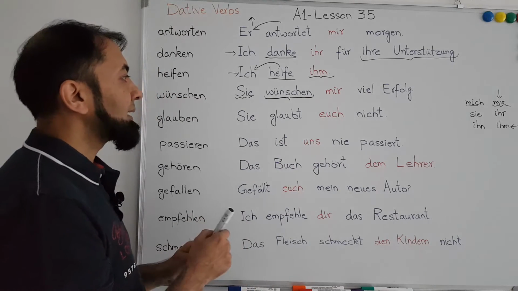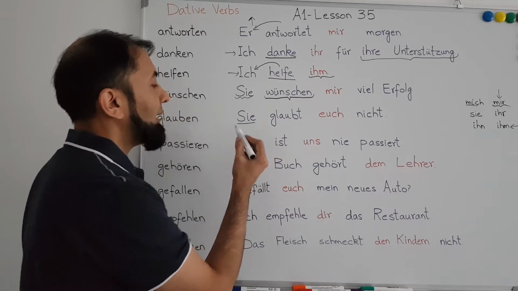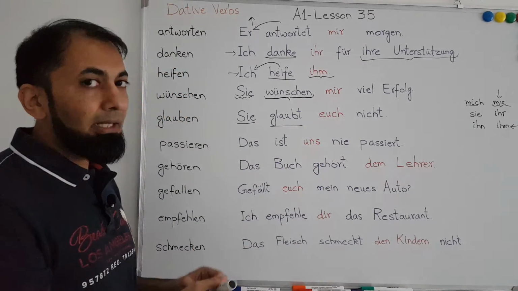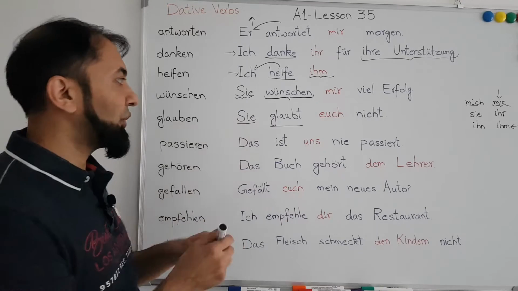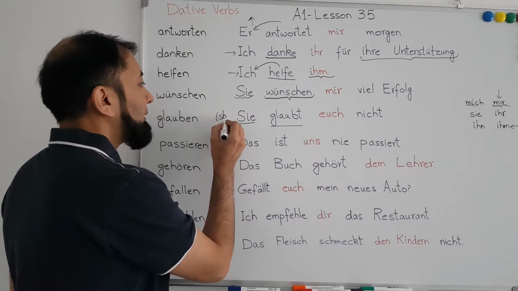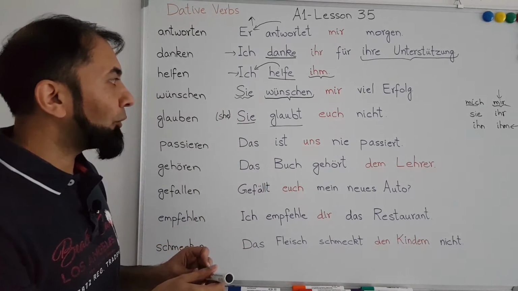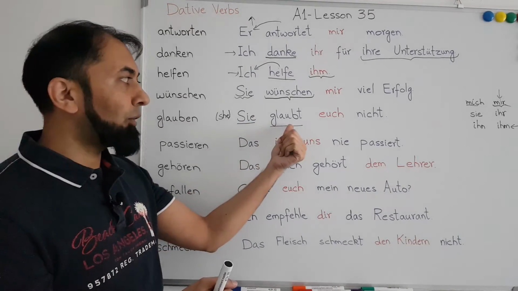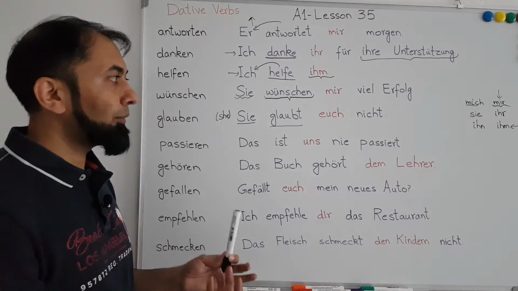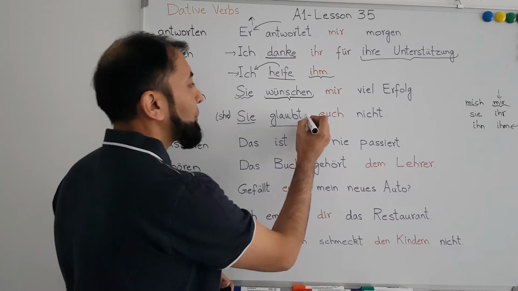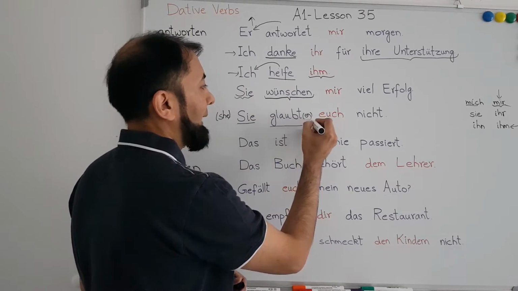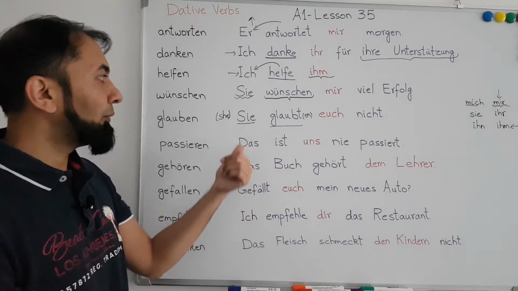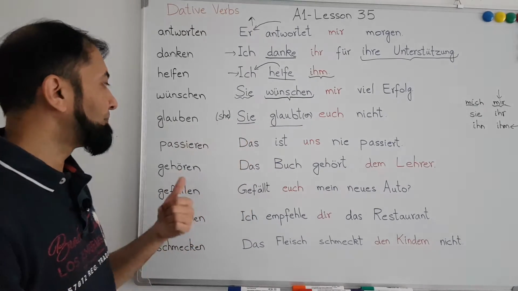Now in this sentence, if we look at this sie and this conjugation of the verb glauben, then we can identify that this sie means she, because if we conjugate glauben with respect to sie as she, then it becomes glaubt. And if we want to say they don't believe you, then we have to use sie glauben euch nicht. So this conjugation of the verb is giving us a hint which sie we mean here.